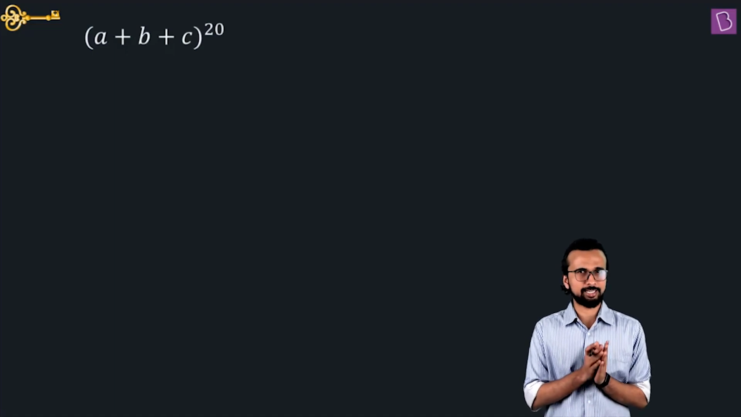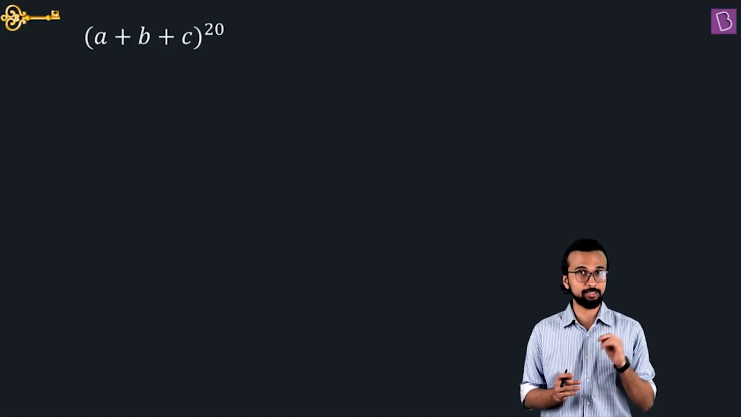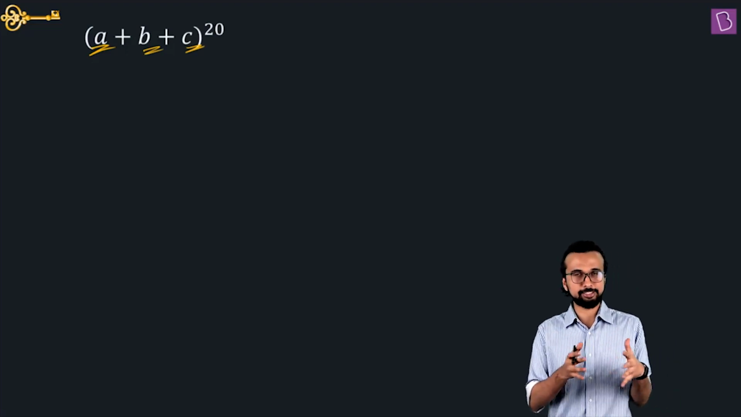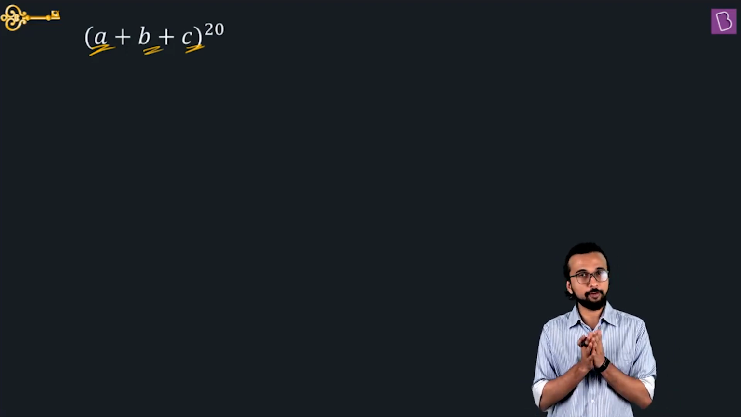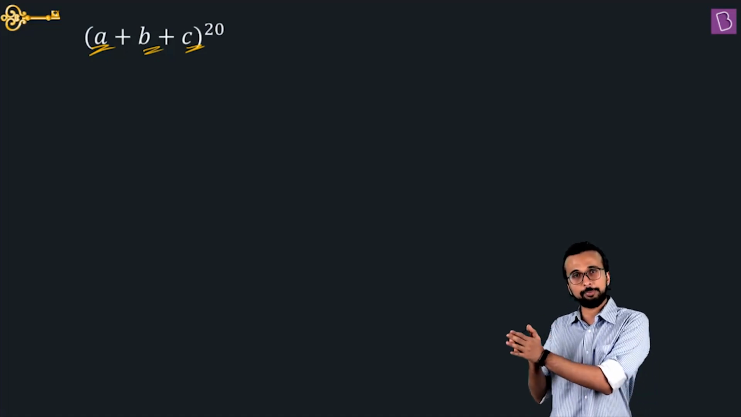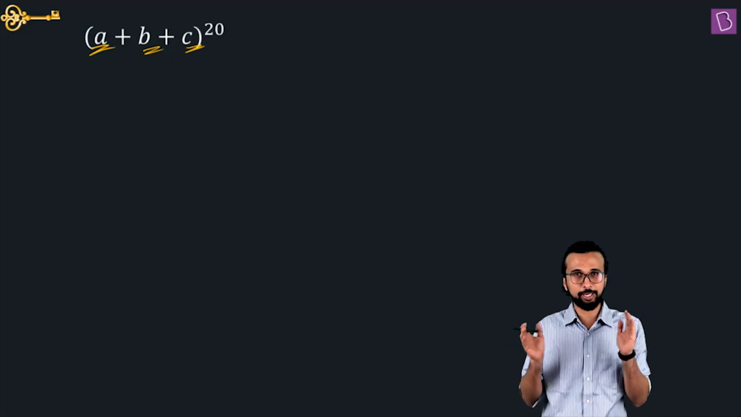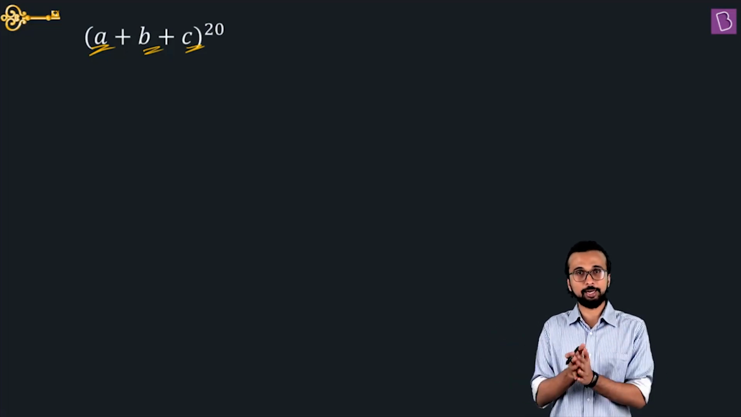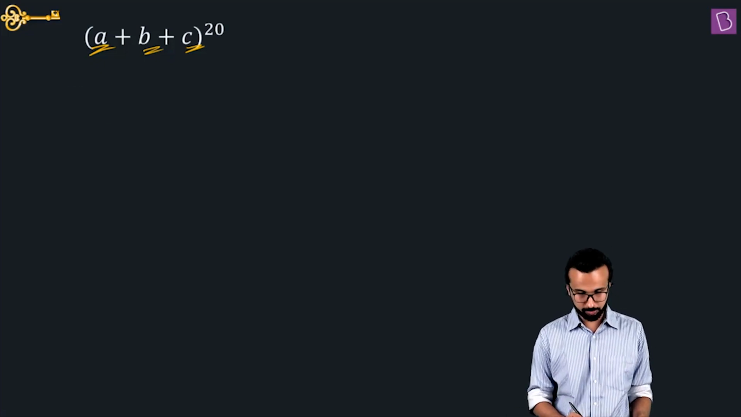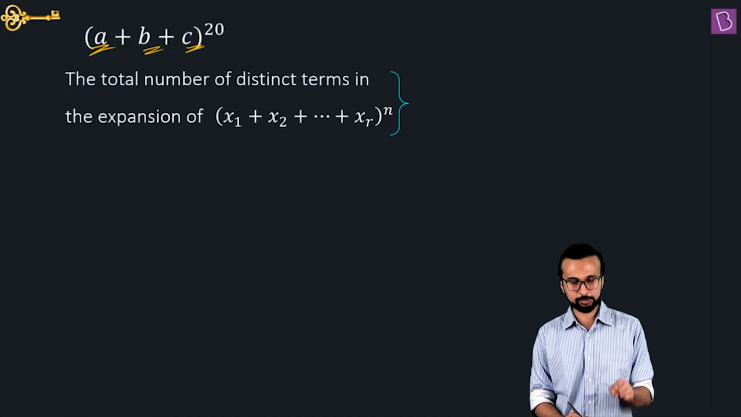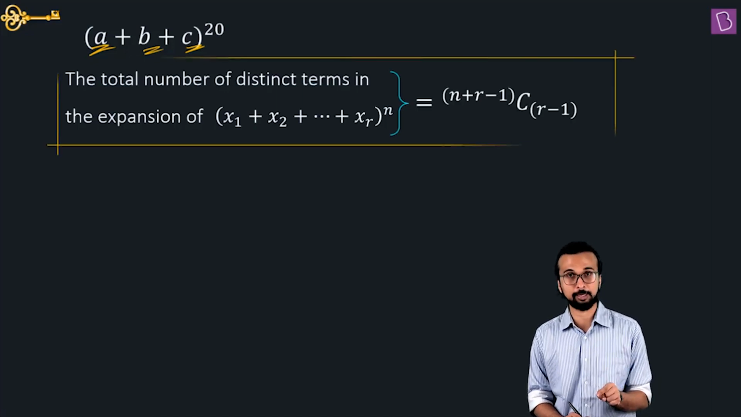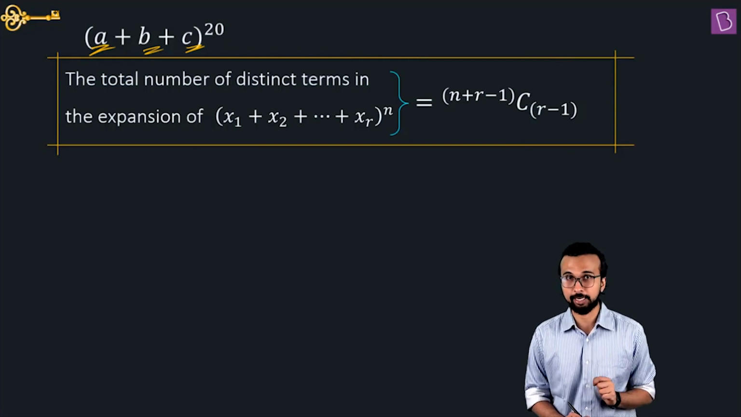But this is not exactly a binomial, it's a trinomial. There are 3 terms here, a, b and c. So in such cases, what would you do? You have to recollect that if you have (x1 + x2 + x3 all the way up till xr) raised to n, if you expand that, it will have (n + r - 1)C(r - 1) number of terms. So in any (x1 + x2 all the way up till xr) raised to n, the number of terms will be (n + r - 1)C(r - 1).